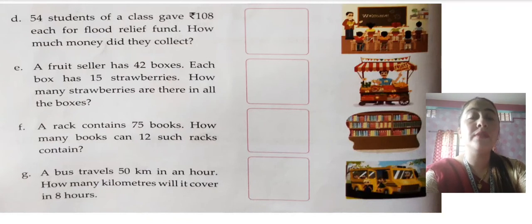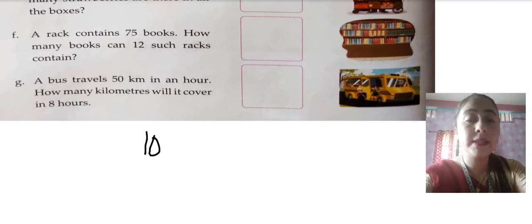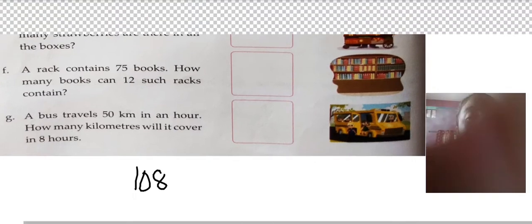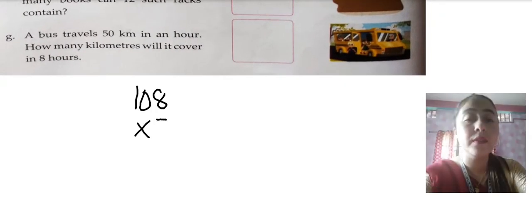Now children, let us see number D. 54 students of a class gave 108 each for food relief fund. How much money did they collect? So there are 54 students and each student is giving 108 rupees. So you have to find the total amount of money. So let us do a rough here. 108 into 54, right? Yes, 108 into 5, 4, 54.